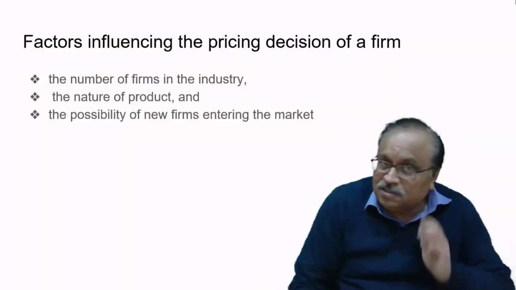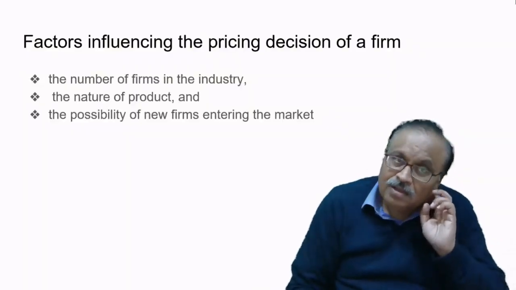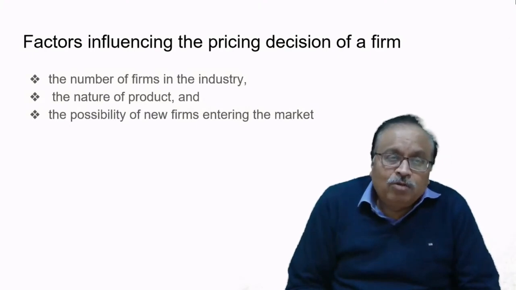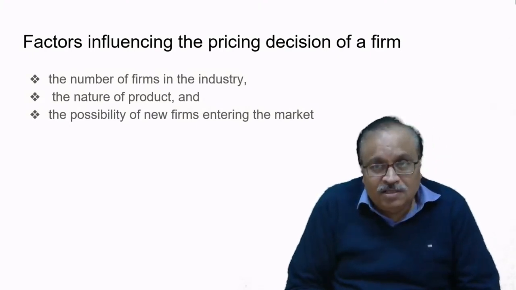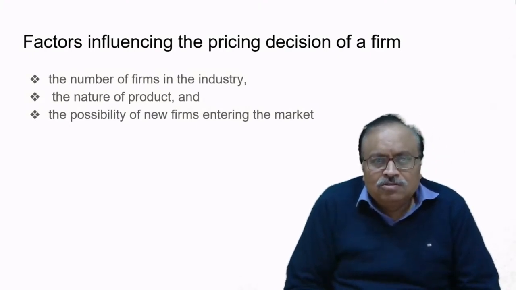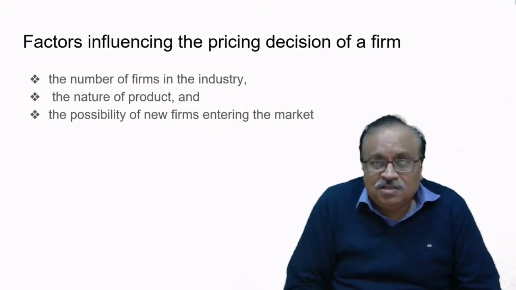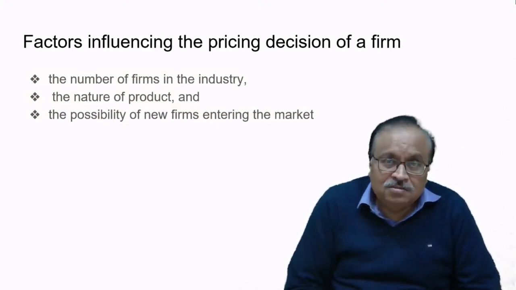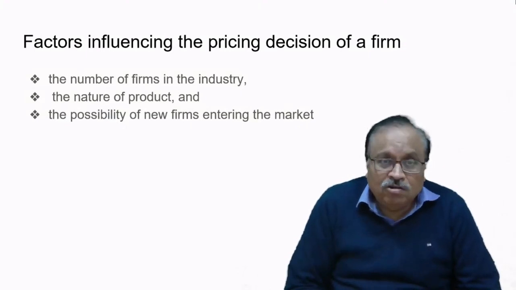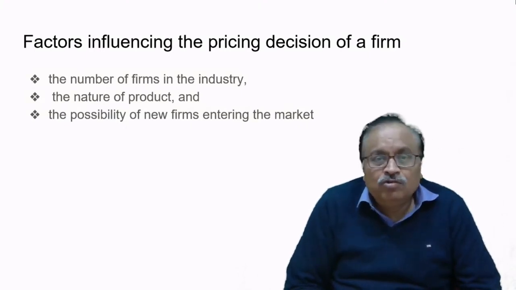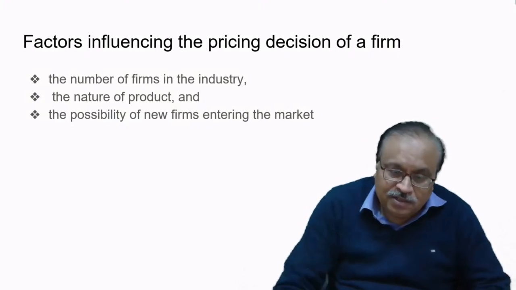So starting with, what are the factors influencing the pricing decision of a firm? There are 3 factors. Primarily, the number of firms in the industry helps in deciding the pricing decision, then the nature of product, and the possibility of new firms entering the market.